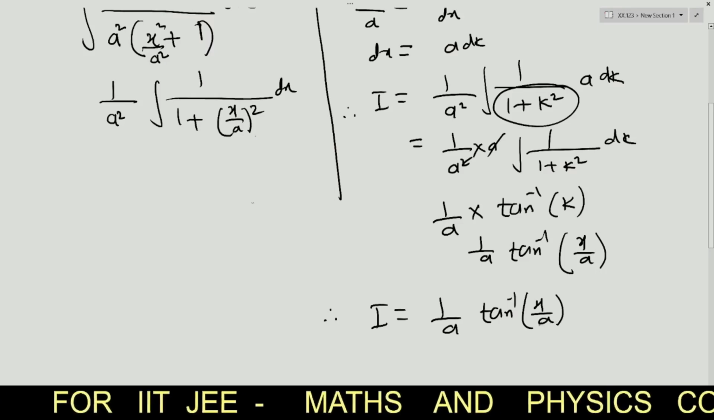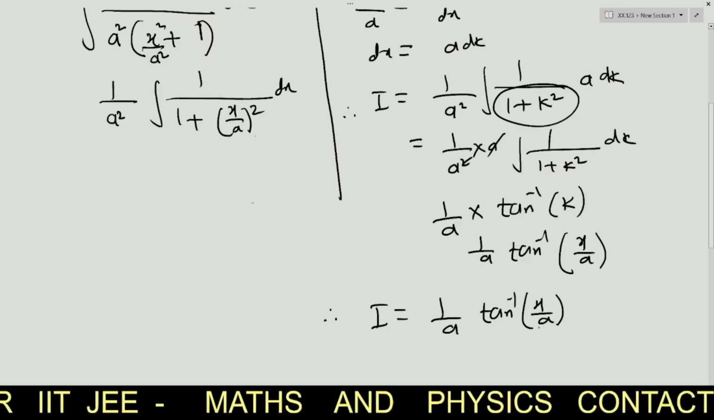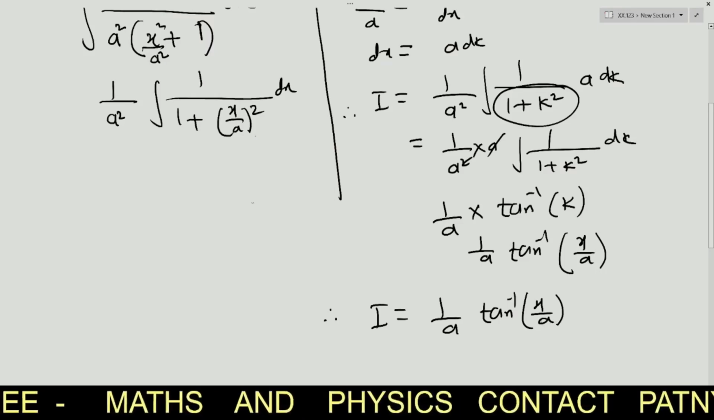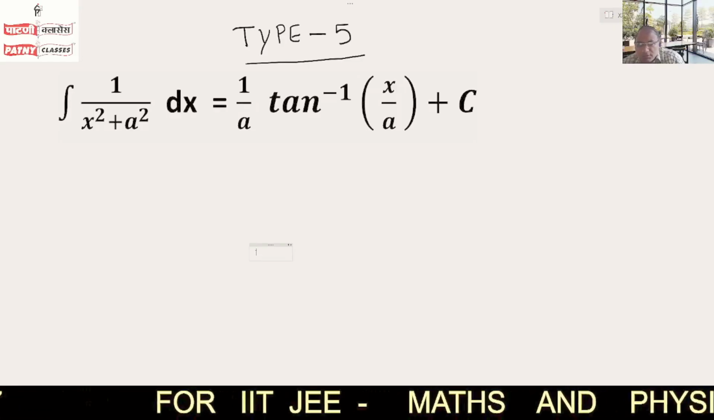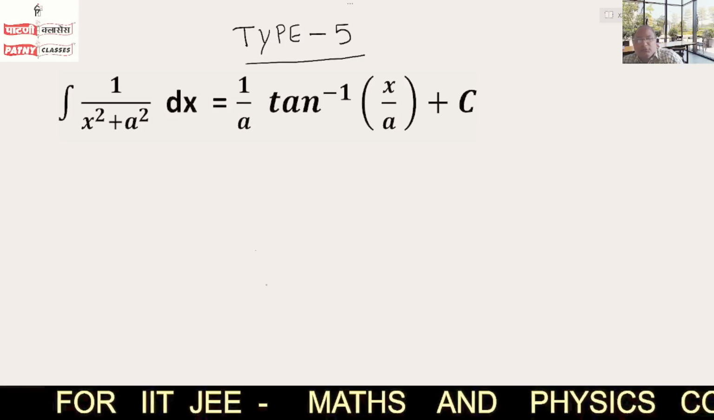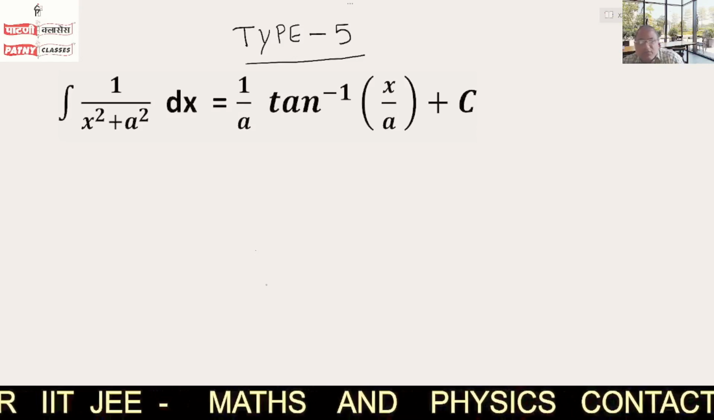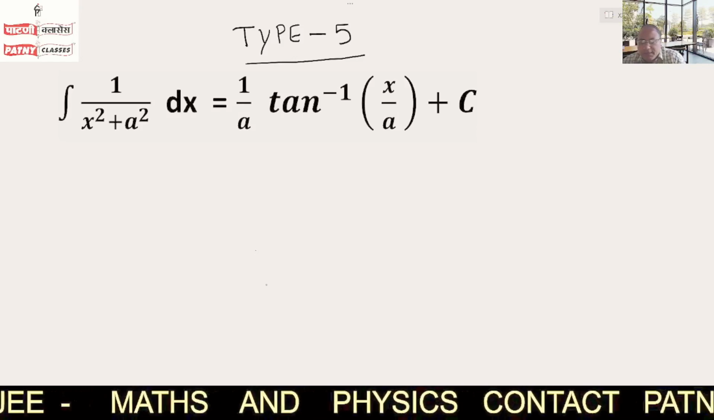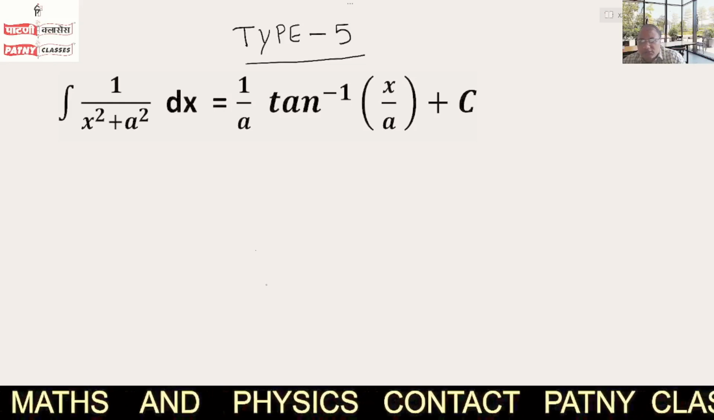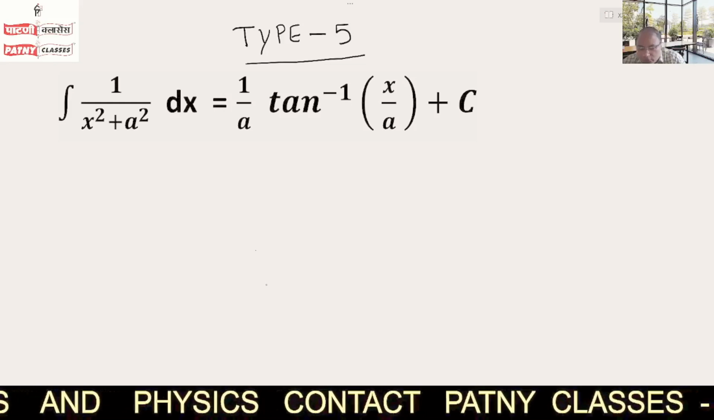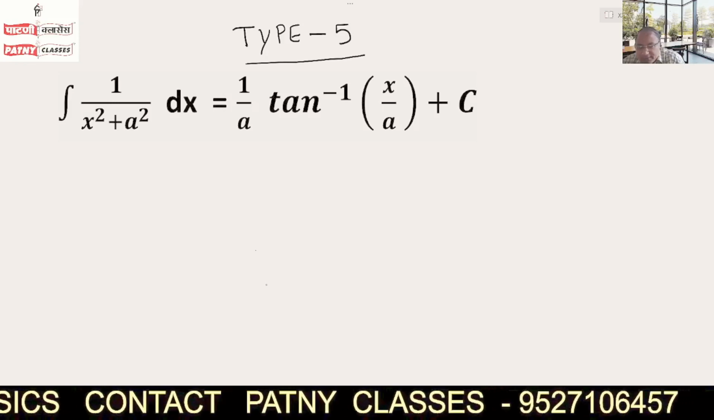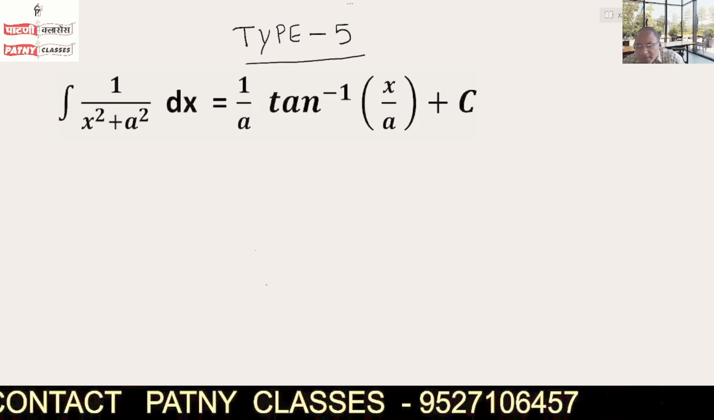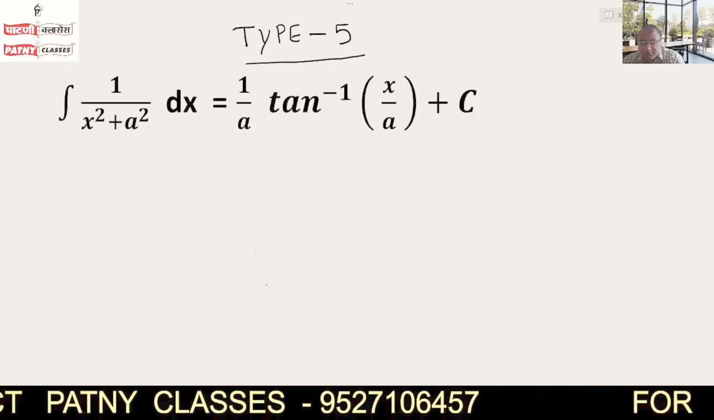Let us see how the other two formulae can also be done in the same way. Examples on the basis of this formula. Let us read the formula one time. Integration of 1 upon x square plus a square with respect to x equals 1 upon a tan inverse of x upon a plus c.